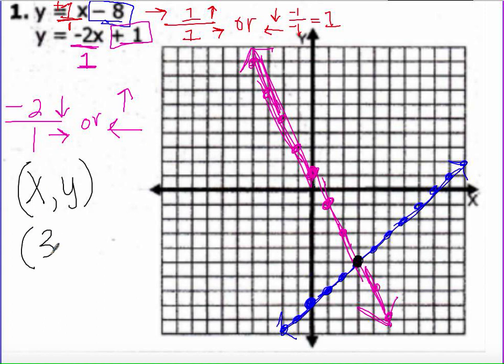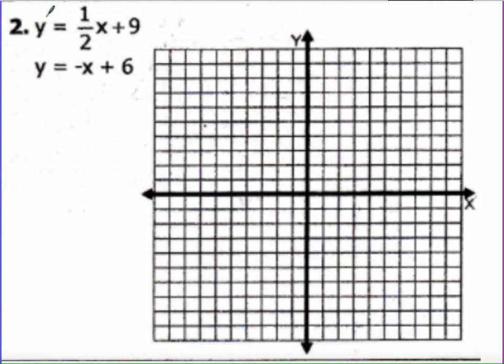So it's positive 3, negative 5. So 3, negative 5. That is the point of intersection. That's the solution to our system. So we'll try one more. This one, well, one more, that's in slope-intercept form.